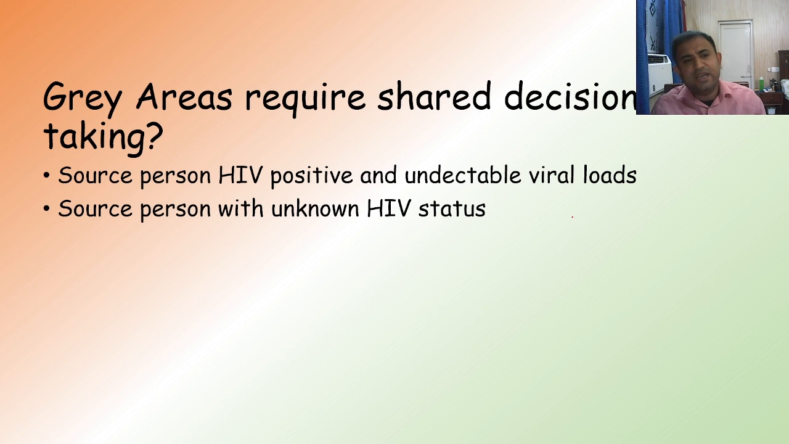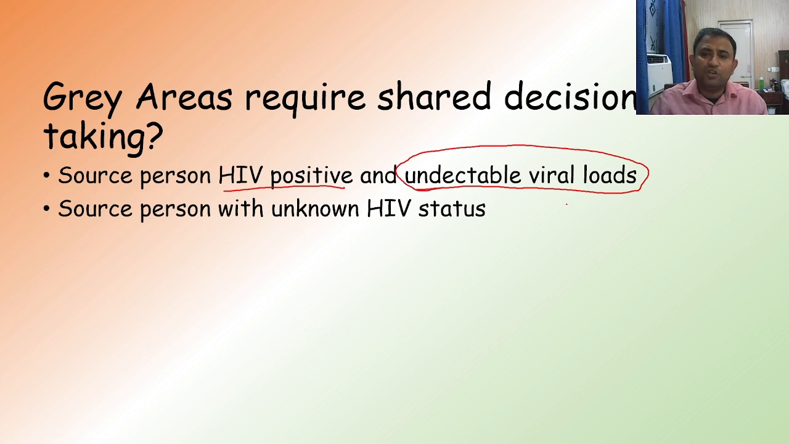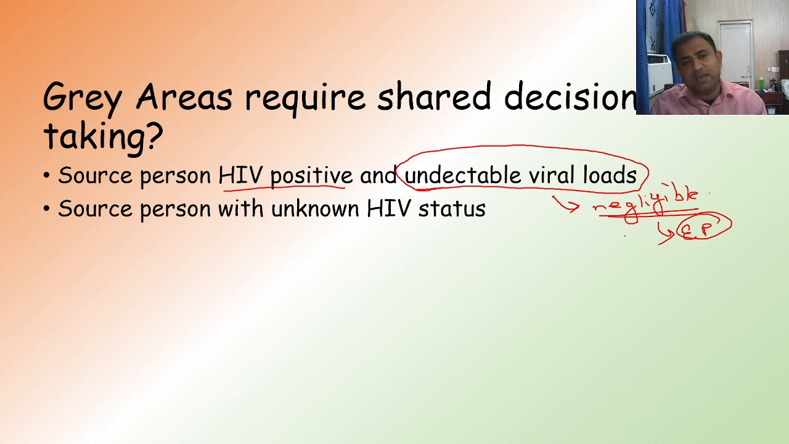Now there are a few grey areas where shared decision making has to be taken into consideration. Suppose the source person is HIV positive. You do an antigen test and you find that he is HIV positive, but he is already a known case of HIV and he tells that he has been regular on ART and his HIV viral loads are undetectable as per the latest report. So the chances of transmission become negligible. So over here you have to take a shared decision along with the exposed person on whether he or she would like to take PEP or not.